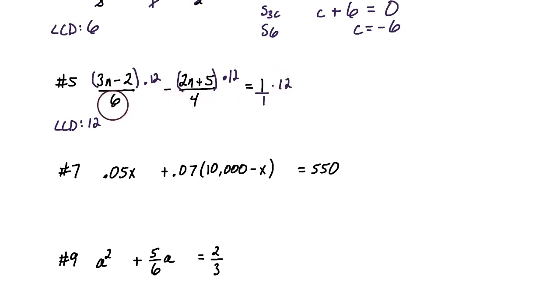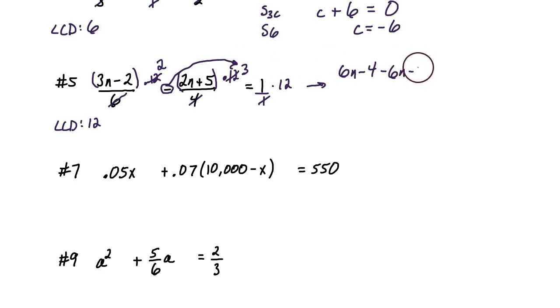Let's do some canceling. 6 into 12 twice. 4 into 12 3 times. And then 1 goes into 12 12 times. Now we can rewrite and we have no denominators. 2 times 3n is 6n. 2 times minus 2 is minus 4. Make sure you distribute this negative with the 3. Think of this subtraction as being a negative 3 that gets times to both of those. So negative 3 times 2n is negative 6n. Negative 3 times 5 is negative 15. And that's equal to 12.